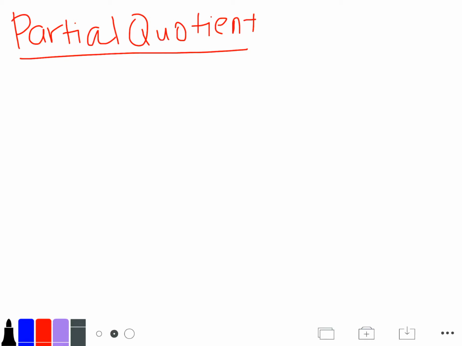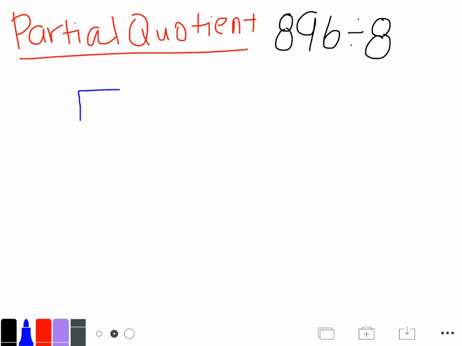Our problem today is going to be 896 divided by 8. Okay, 896 divided by 8. Just waiting for it to come out. There we go. 896 divided by 8. And what I'll be doing is making the partial quotient kind of setup. So I make this kind of hangman looking item for my division.